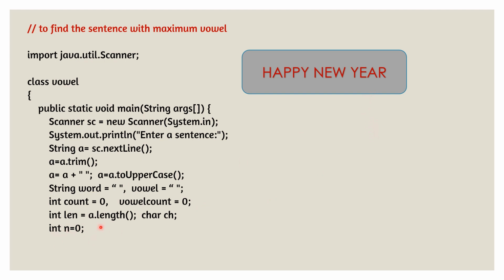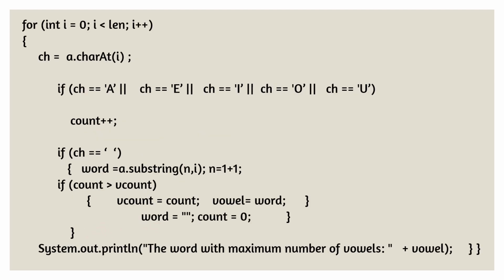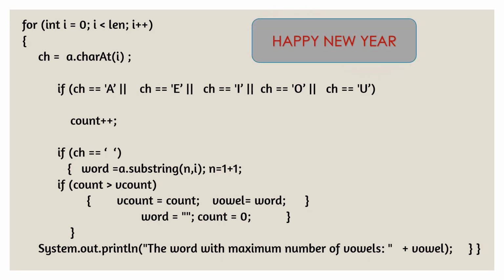Find the length of the string. Int len is equal to a dot length. Declare the variables and n is equal to 0. And now here we can start the loop. Int i is equal to 0, i less than len, i plus plus. One by one extract the characters.